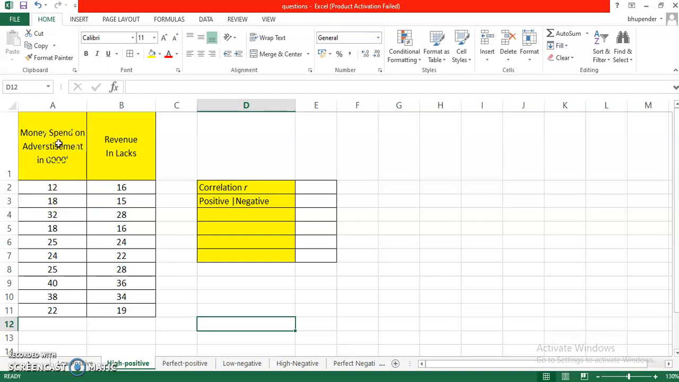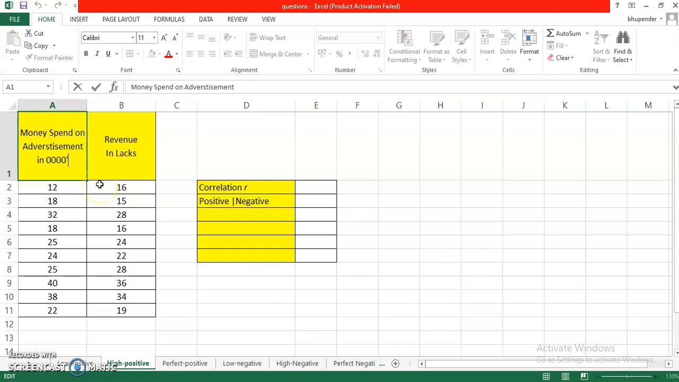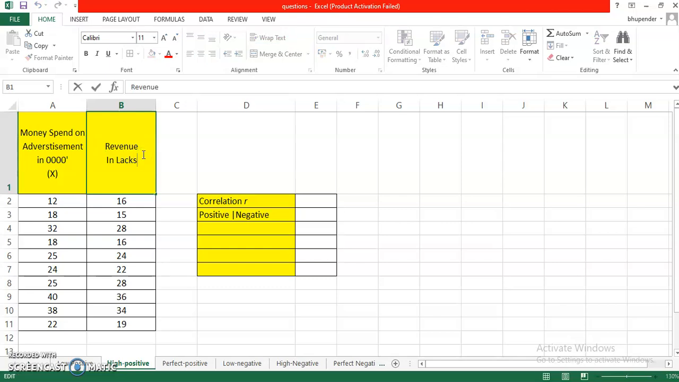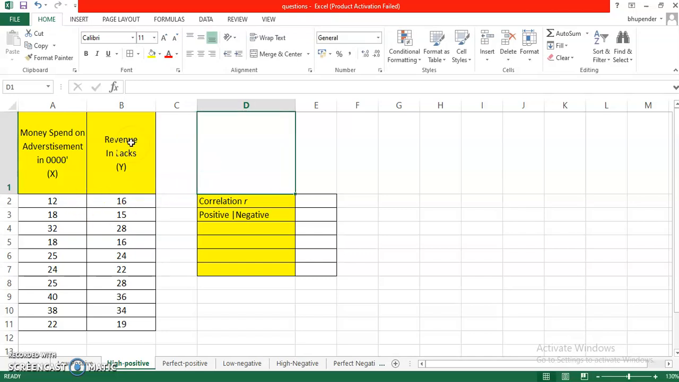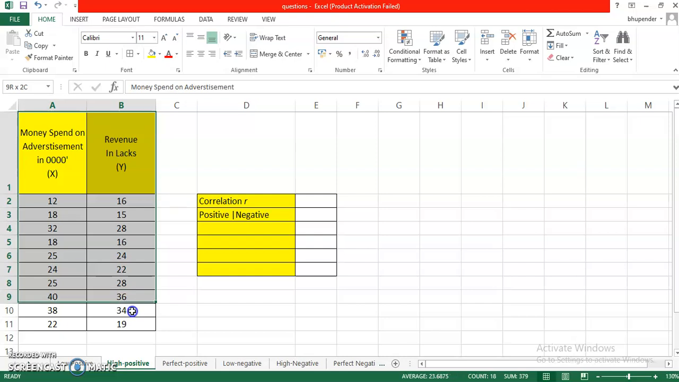So here I have again a data set in which I have as a series X, which is money spent in advertisement, so I'm calling it series X, which is independent. And there is a revenue in lakhs, which I'm calling series Y, which is dependent. And I know there is a very strong correlation between them. Logically it should be a strong correlation. Let's check it through a scatter plot.